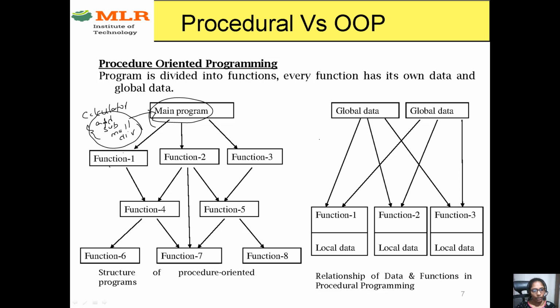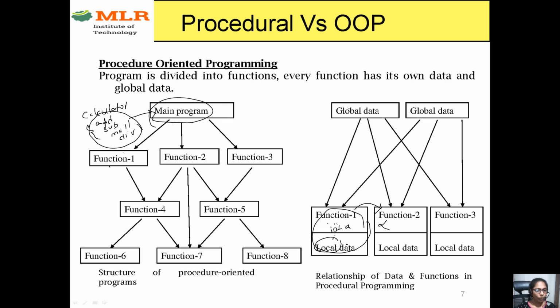Whereas coming to the data, in structured or procedural programming we have two types of data. One is global data and the other one is local data. If we declare any data within the function, then that is called local data. The scope of this local data is within this function itself. That means this data can be accessed only by this function. So if you declare any data here, for example A, this cannot be accessed by function 2, because it is local data to function 1 itself.